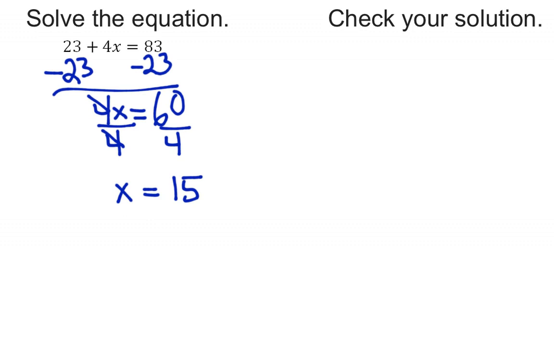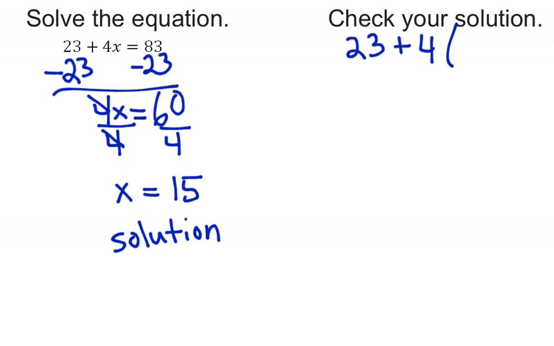This is said to be our solution for the equation, and that can be checked in the original equation by substituting that value in place of x, which I will do with parentheses. And since I am checking, I'm going to put a little question mark above my equal sign to make sure that anybody looking at my work knows that I'm checking my work.